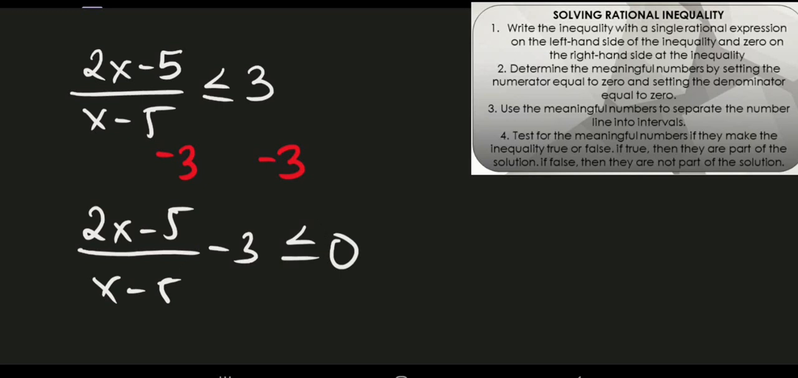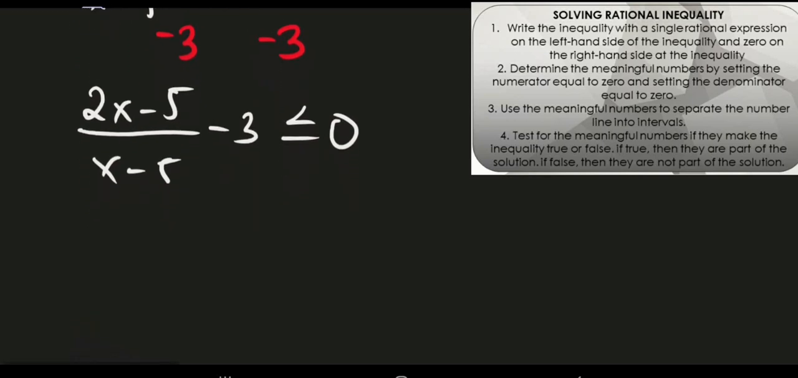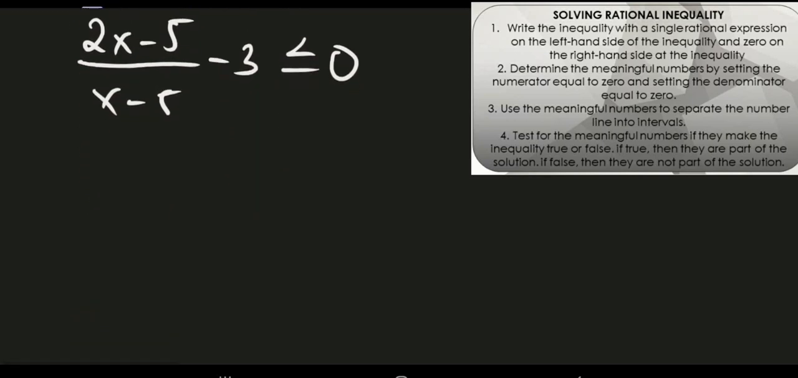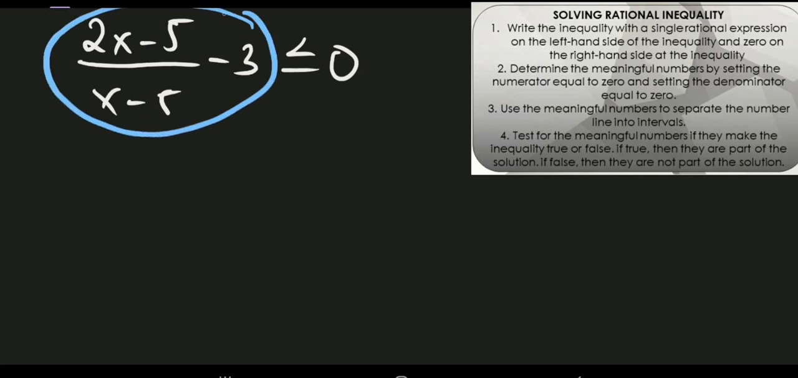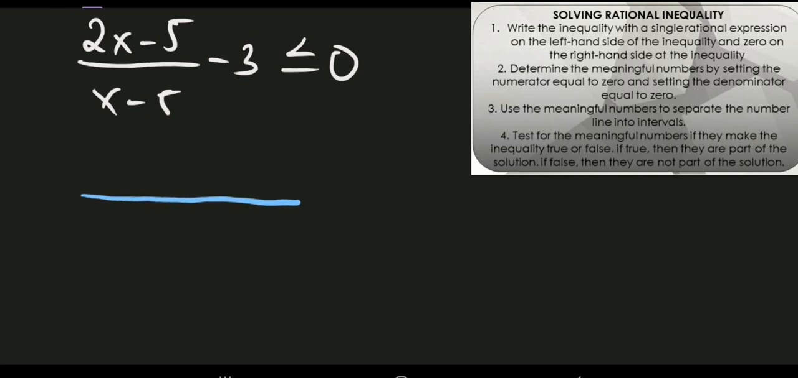After that, dear students, we need to express this as a single term. So we have 2x minus 5 all over x minus 5 minus 3. We need to simplify this given expression. To simplify this, just solve for its LCD, and then subtract the given expression. So we have this given LCD as x minus 5.